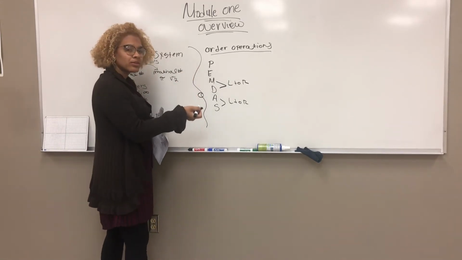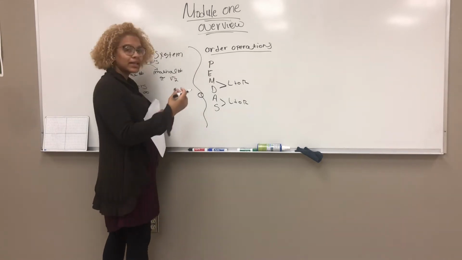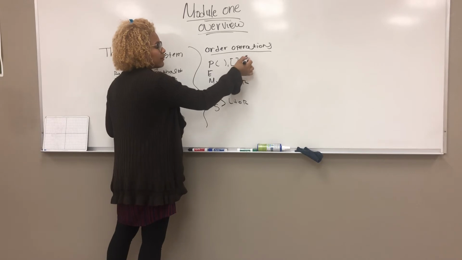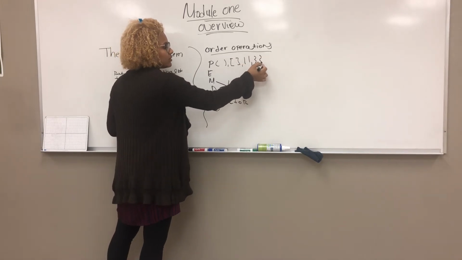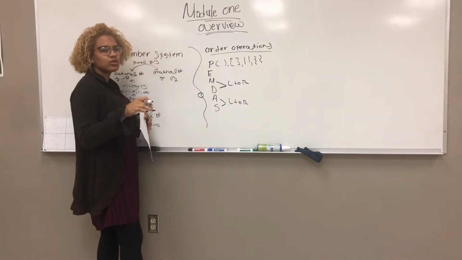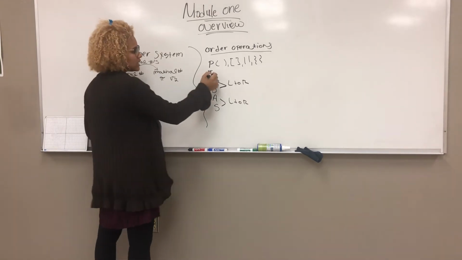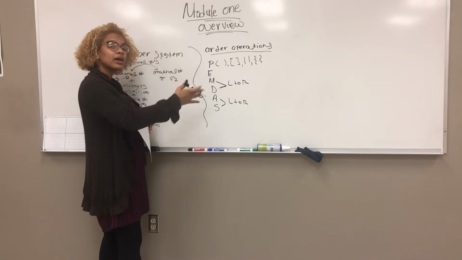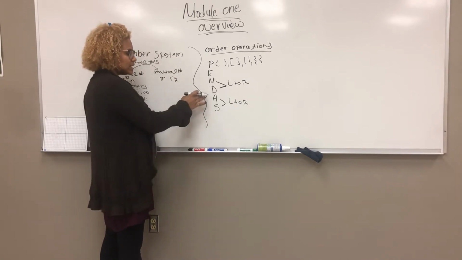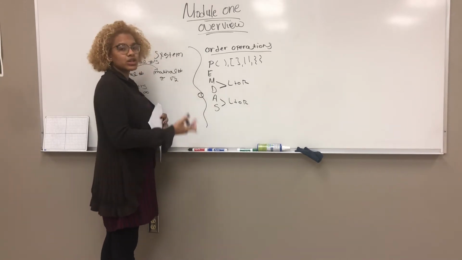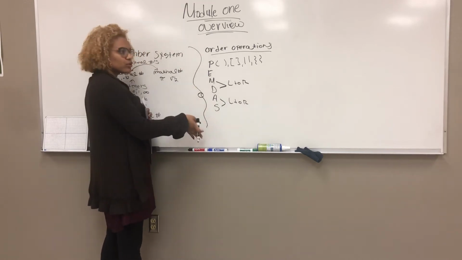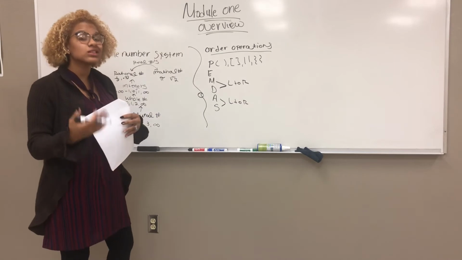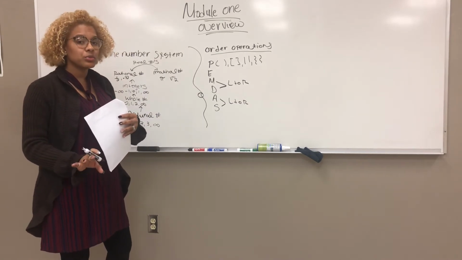P stands for parentheses, but we can expand that and use it not just for parentheses, but for brackets, absolute values, braces, and so many other things you'll learn with time. Then exponents, multiplication and division, again from left to right, whichever comes first. Addition and subtraction, left to right, whichever comes first. So this is the order of operations. This is the order that you want to follow in order to simplify numerical expressions, okay?